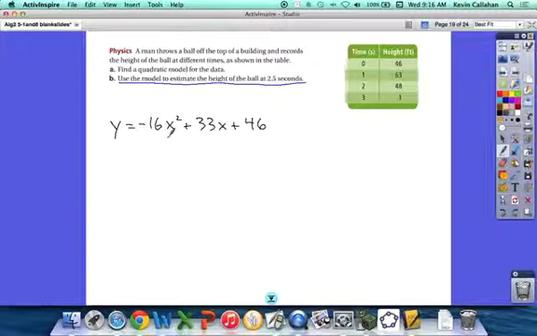Plug in 2.5 for x. If you want to know a value that's not in the data that you already have, then plug in that value for x once you've got your model. So this would be y equals negative 16 times 2.5 squared plus 33 times 2.5 plus 46. So go ahead and do that and see what you get.